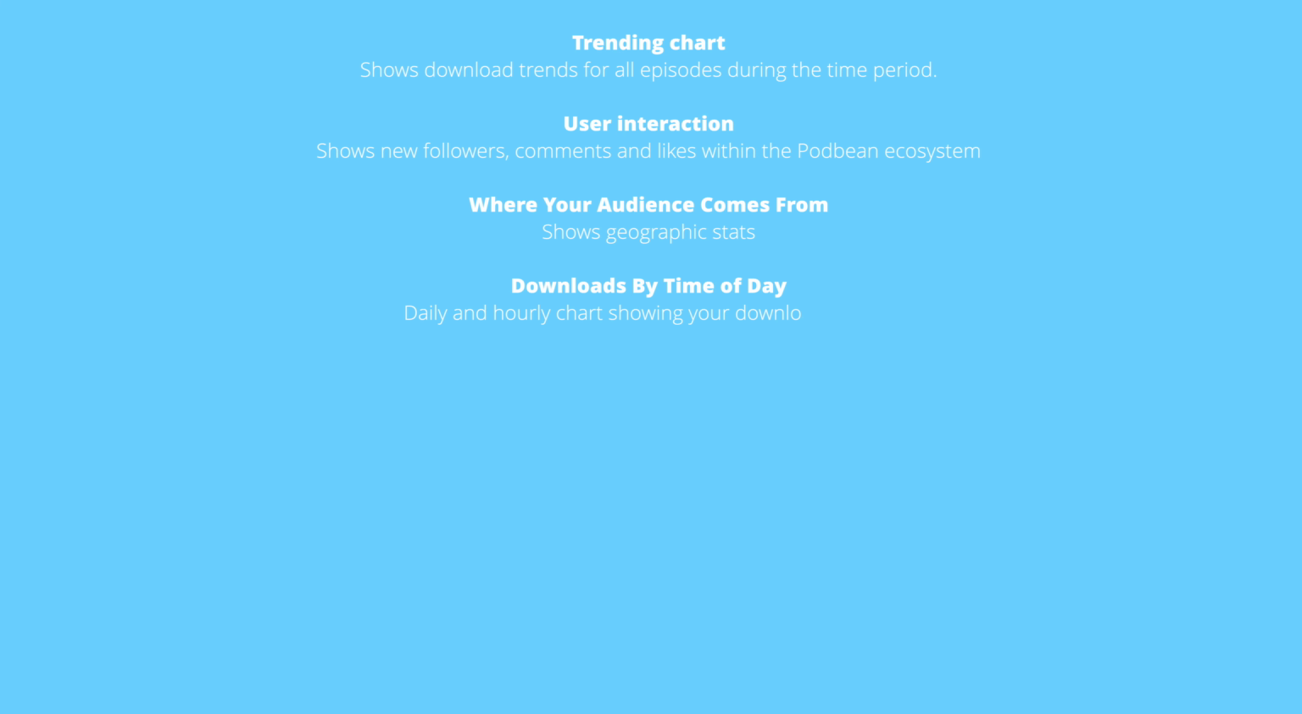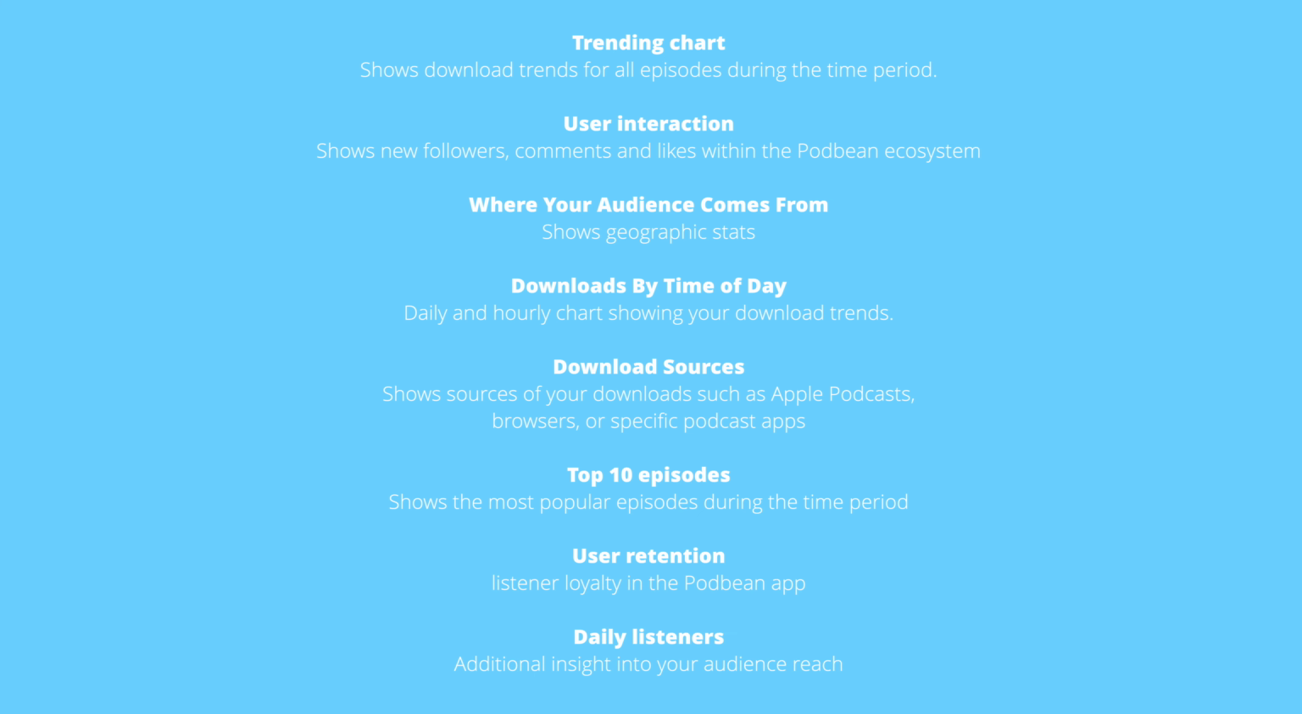Your trending chart shows download trends for all of your episodes during the time period. User interaction shows new followers, comments, and likes within the time period within the Podbean ecosystem. Where your audience comes from shows geographic stats for a time period. Downloads by time of day is a daily and hourly chart showing your download trends. Download sources shows you the sources of downloads such as Apple Podcasts, browsers, or specific podcast apps.